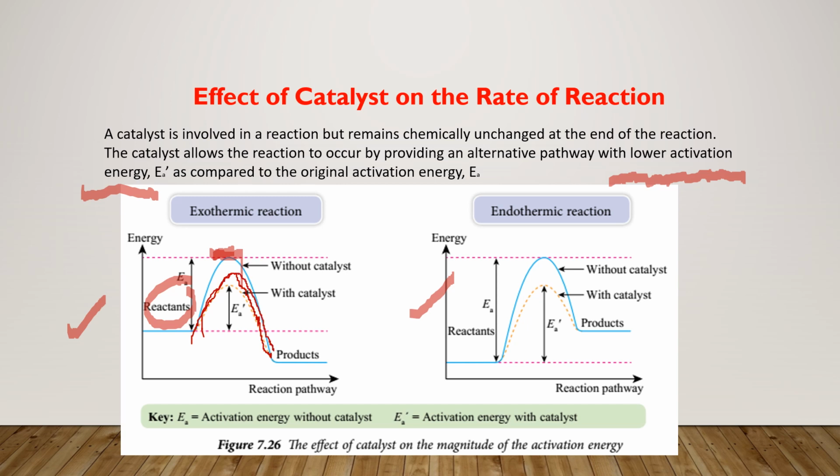It is the same as this one. Without a catalyst, the reaction to produce the product needs a certain activation energy. But when you put in a catalyst, it will provide an alternative pathway, which means a lower activation energy. Maybe you need 200 kilojoule, but if you put in a catalyst, maybe you only need 100 kilojoule. This is the effect of catalyst on the rate of reaction. And the catalyst remains chemically unchanged at the end of the reaction. It does not change.